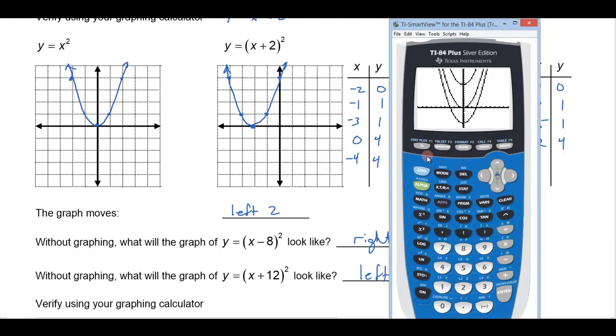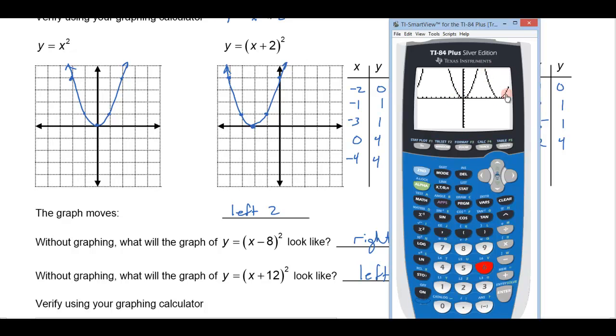Let's go to our calculator here again. Let me delete these two. Let's go ahead and leave the x squared. So let's look at (x minus 8) squared. And let's also go ahead and put in here (x plus 12) squared. Let's hit our standard window again. So here's my normal x squared. Now the (x minus 8) squared, yep, there it is.